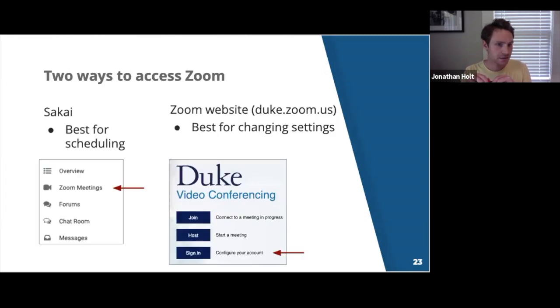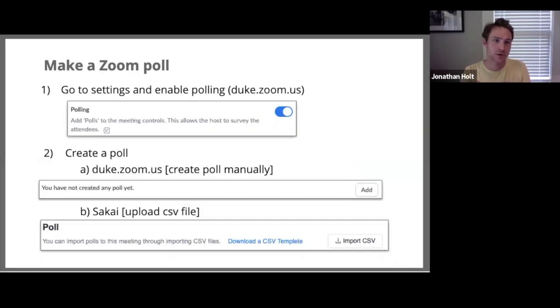Next slide, please. So I'm going to reiterate what Anderson just went over. There are two different places for you to interact with Zoom. On the left, it's Sakai, and then on the right, it's duke.zoom.us. And Zoom polling is one of the settings that Anderson mentioned. By default, Zoom polling is not enabled. So the first thing you have to do is go to duke.zoom.us into your settings and enable polling.